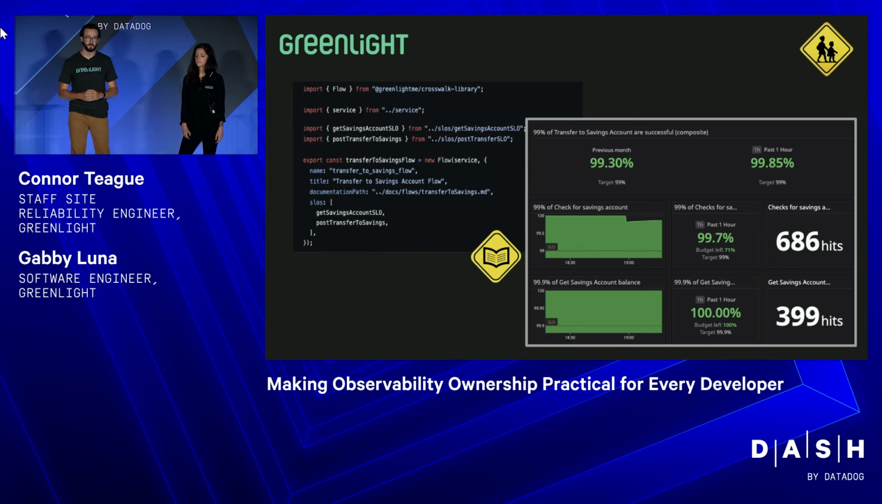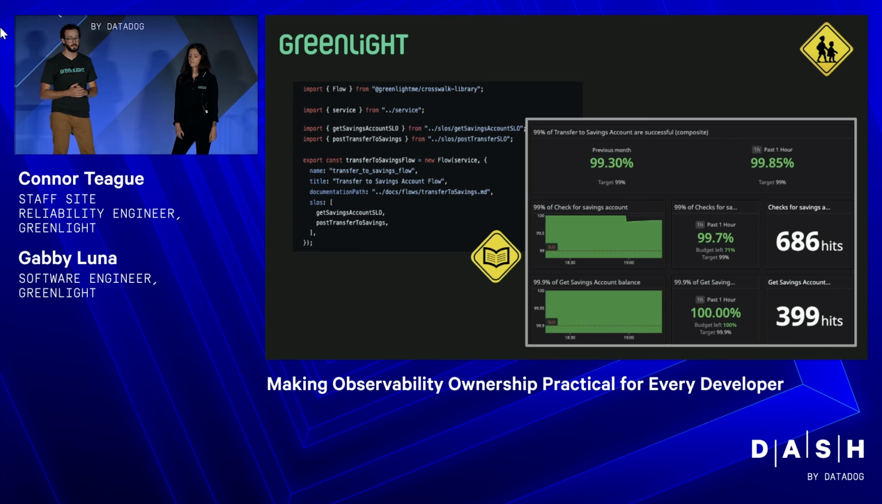With this list of endpoints, Crosswalk will also generate a composite SLO, which displays the overall performance of the flow based on the combined performance of the relevant endpoints. Crosswalk will also compile any necessary documentation provided in a README format and display that in the Datadog dashboard. Additionally, if a sequence diagram is provided, Crosswalk will compile that and display that as well in the Datadog dashboard.